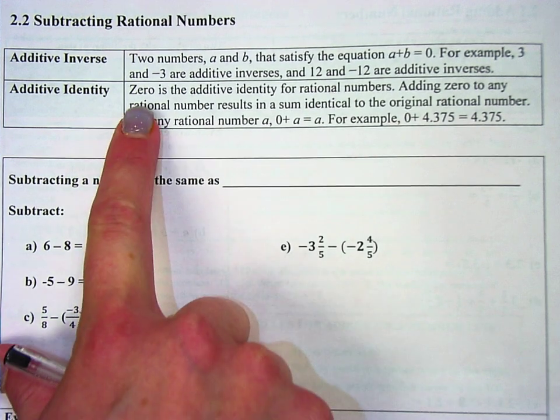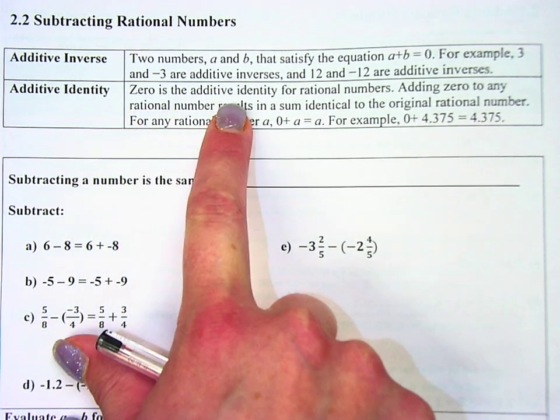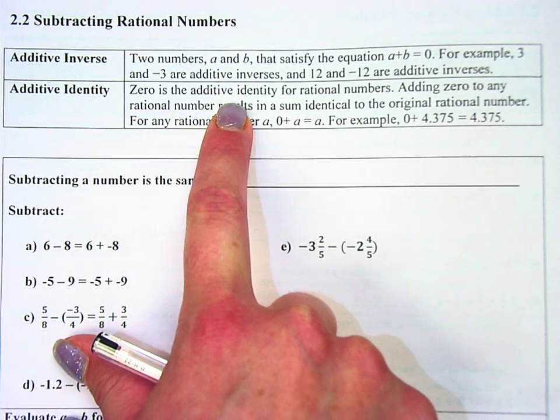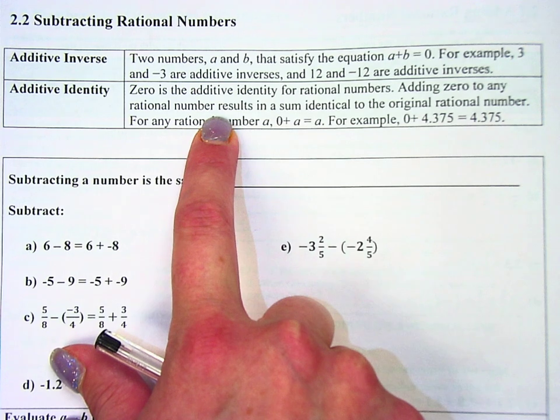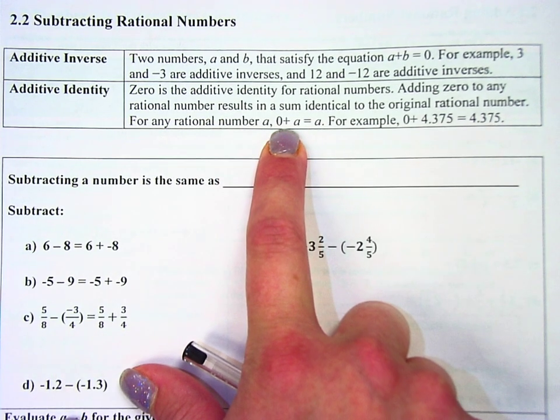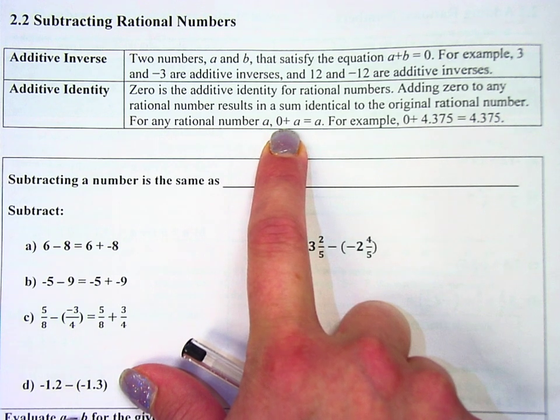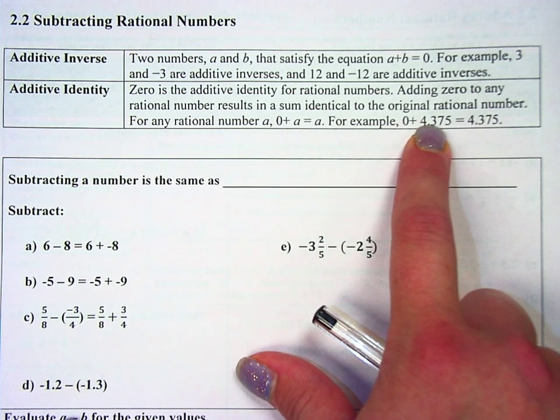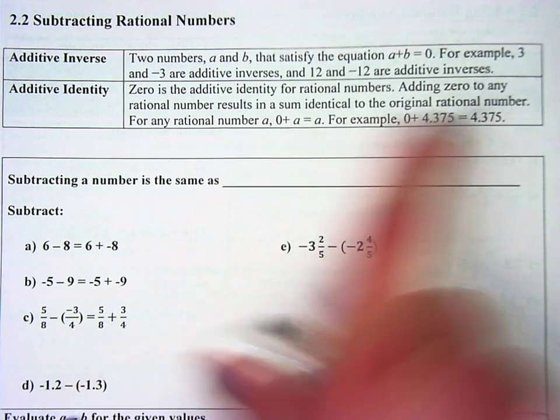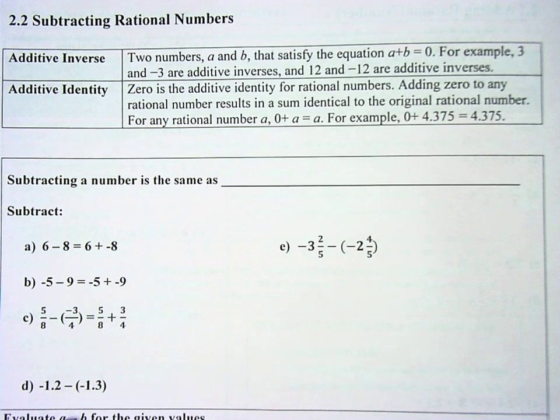So the identity means that 0 is the additive identity for rational numbers. Adding 0 to any rational number results in a sum identical to the original. So I can also add 0 to any number and it'll still be the same. So 0 plus a, for example, if I was to put 4 in there for a, 0 plus 4 would equal 4. Okay, we're going to use both those two ideas when we come down to our sample questions.